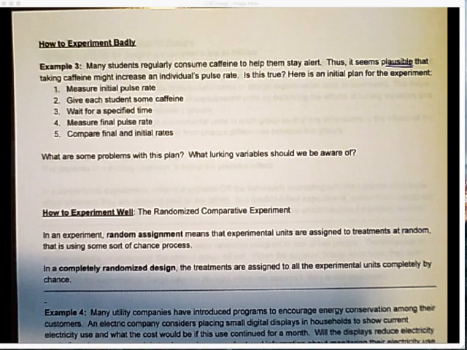Is this true? Here's an initial plan for the experiment. Measure the initial pulse rate. Okay. Give each student some caffeine. Wait for a specified time, measure their final pulse rates, and compare final and initial rates. What are some problems with this plan? And what lurking variables should we be aware of?